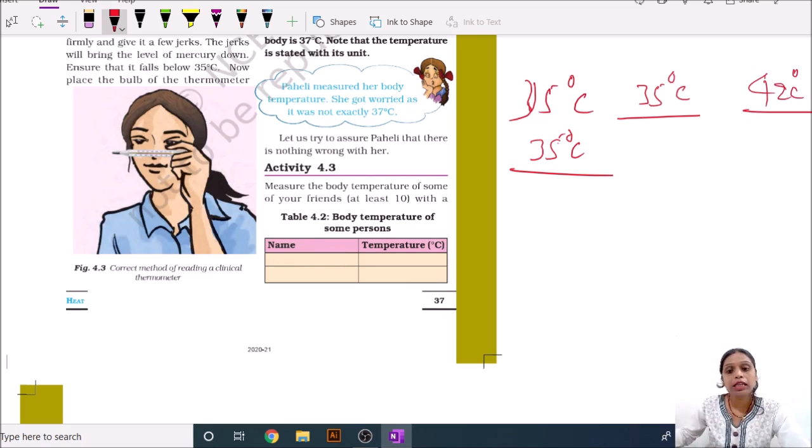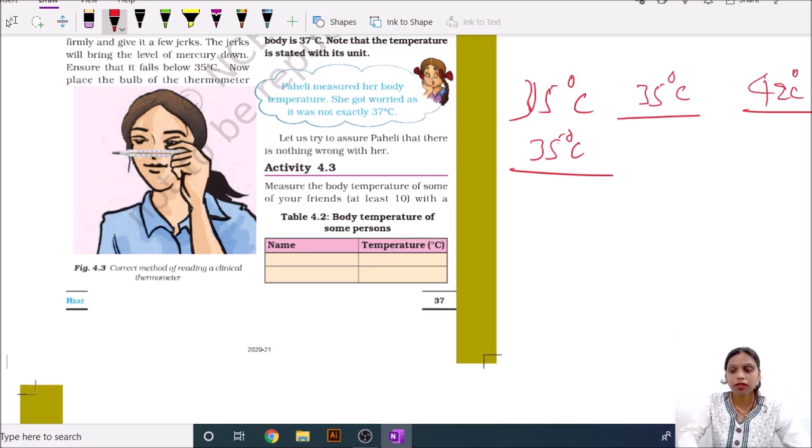Okay, then whenever you take a measurement of your friend's body temperature, what do you observe? You will observe that every friend's temperature is different, because different types of humans have different body temperatures.